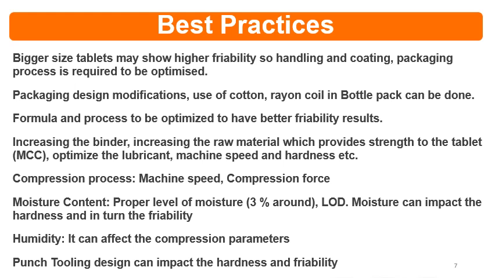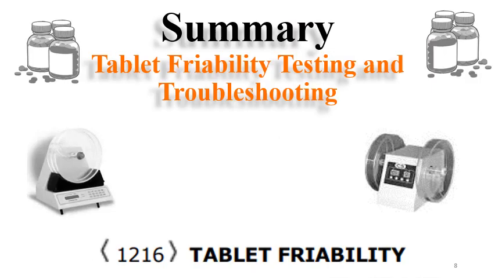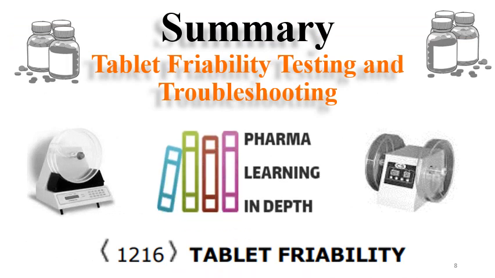Humidity also affects the compression parameters, and that's why in turn it affects the friability. Then if the punch tooling is found to be defective and that's why the friability is failing due to improper hardness, at that time you can change the design of punch tooling, and then you can study the effect of punch tooling design on the hardness and friability. So this is regarding the friability test.